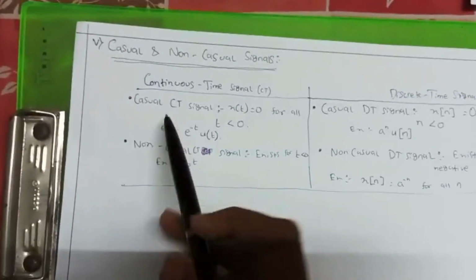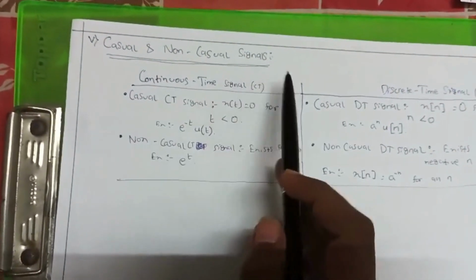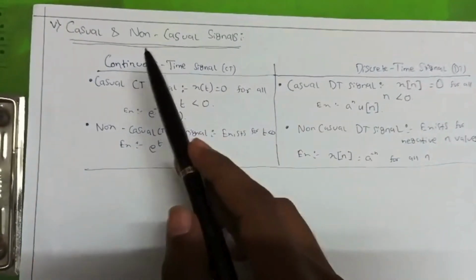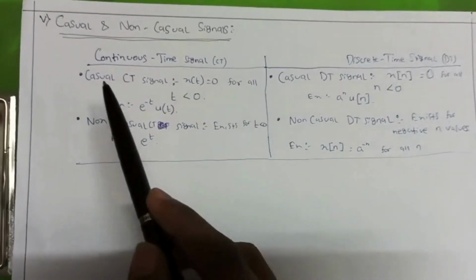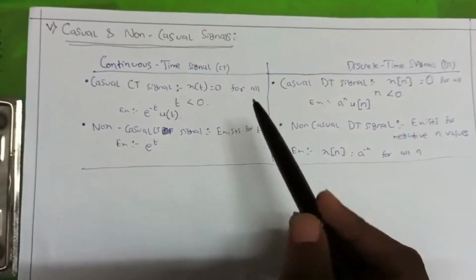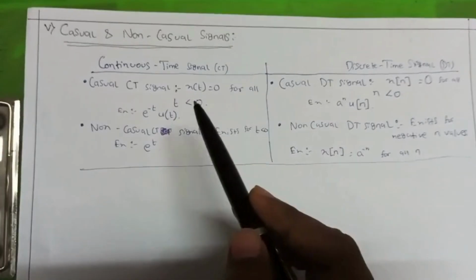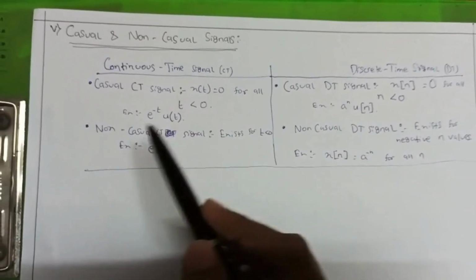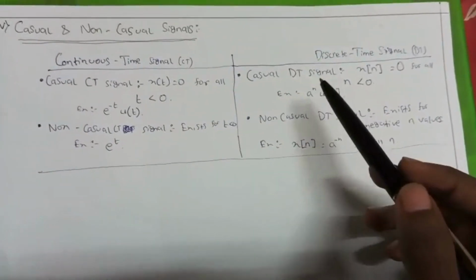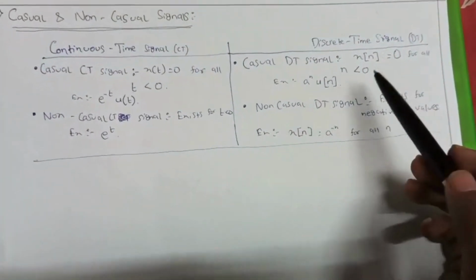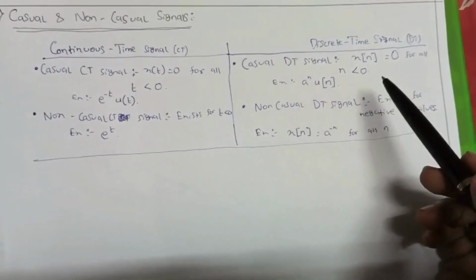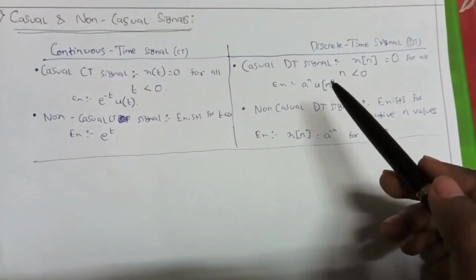Now last but not the least, that is causal and non-causal signals. Continuous time signal and discrete time signal for both causal and non-causal signals. Causal continuous time signals. Function x of t is equal to 0 for all t less than 0. Example, e to the power minus t u of t. Causal discrete time signal, x of n will be equal to 0 for all n less than 0. For example, e to the power n u of n.